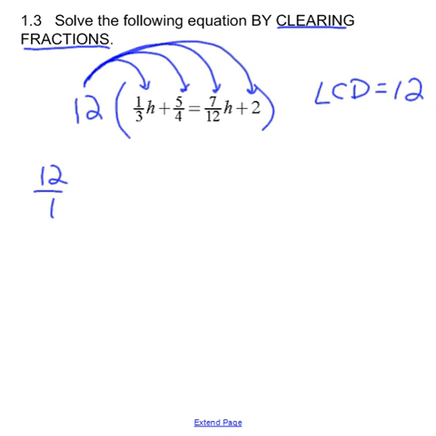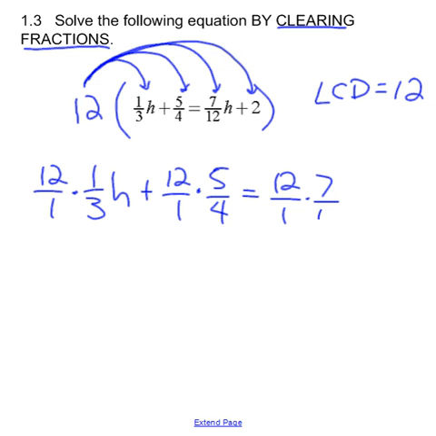12 over 1 times 1/3 h plus 12 over 1 times 5/4 equals 12 over 1 times 7/12 plus, and here I don't need to do the 12 over 1, I'm just going to do this. So I took that 12 and multiplied it by each term in the whole equation. Be sure you practice these and know how to do these. So now what I'm going to do is multiply straight across to multiply the fractions.